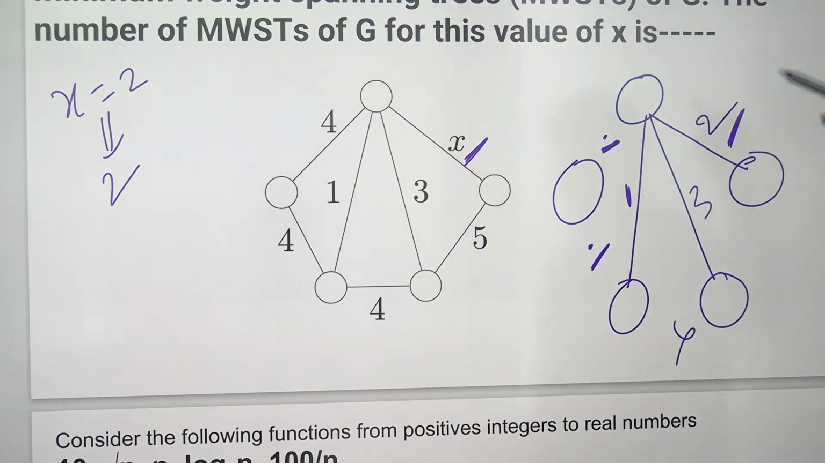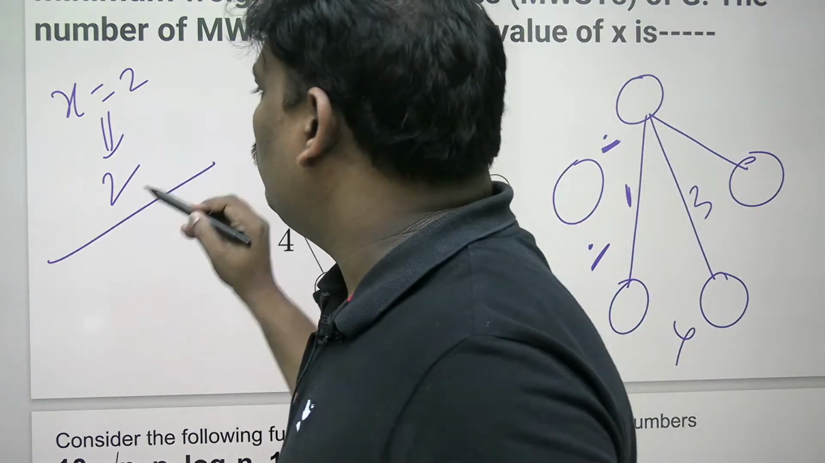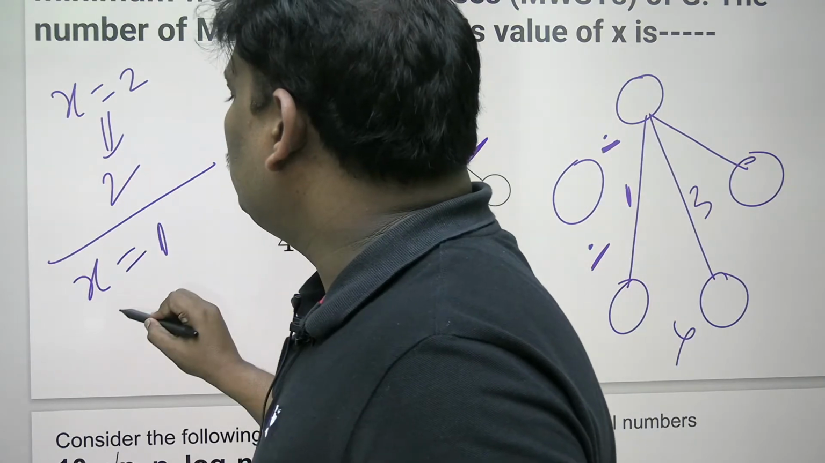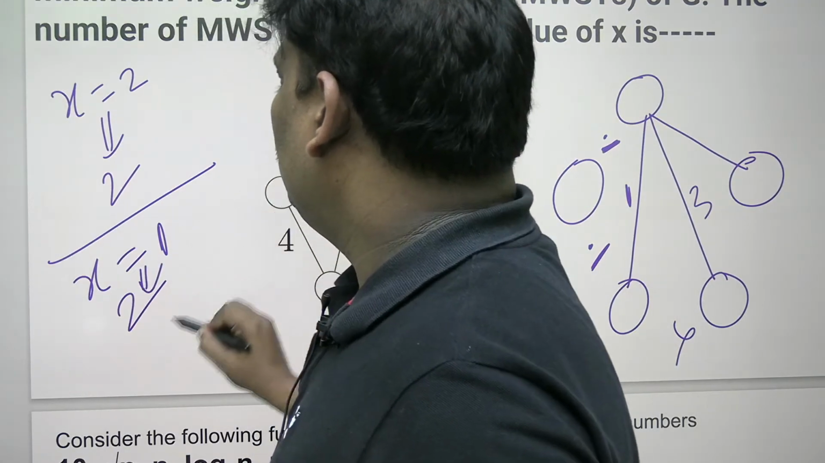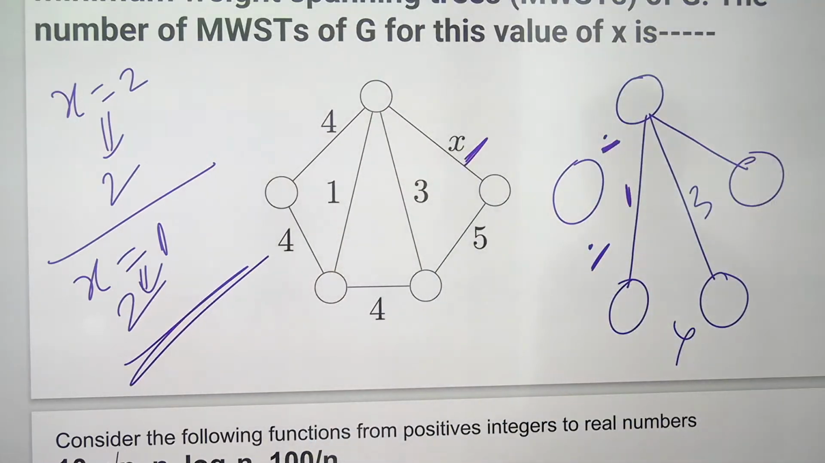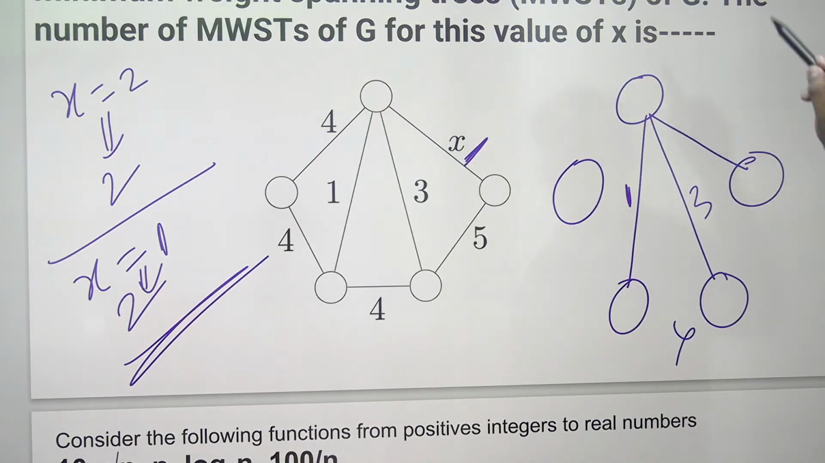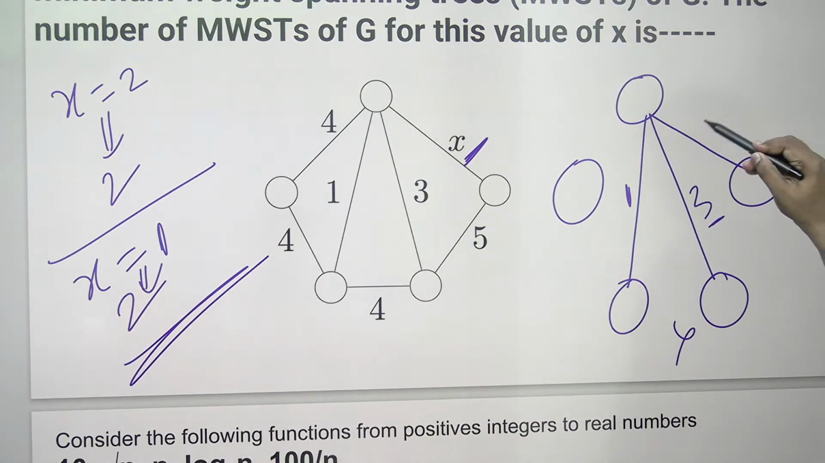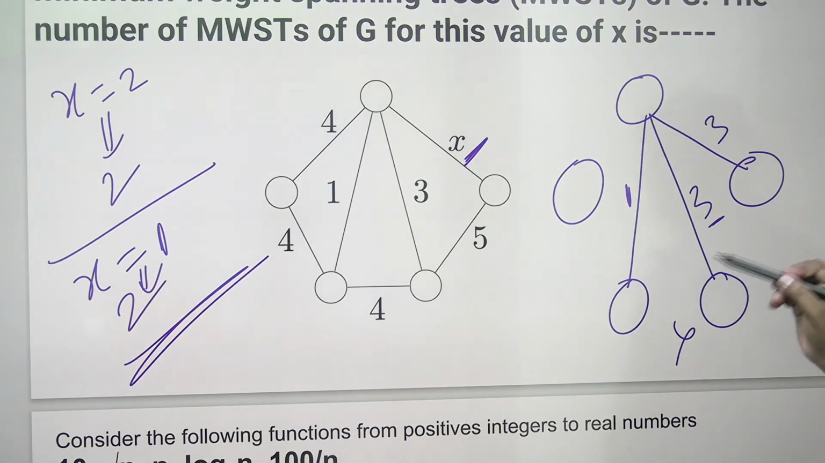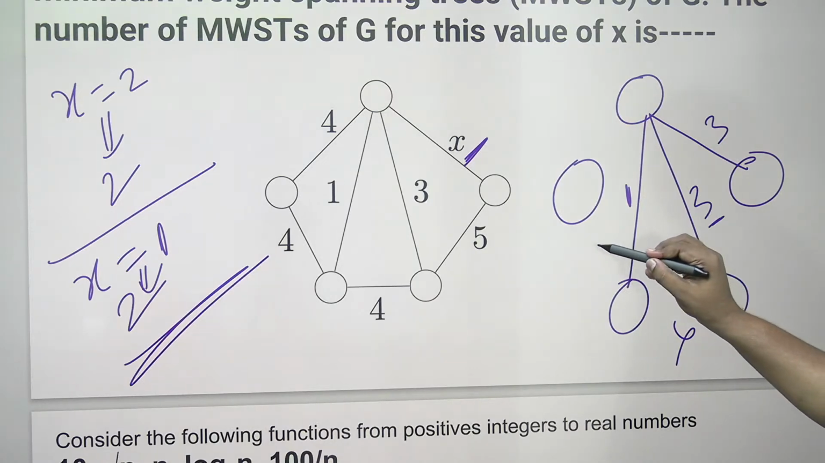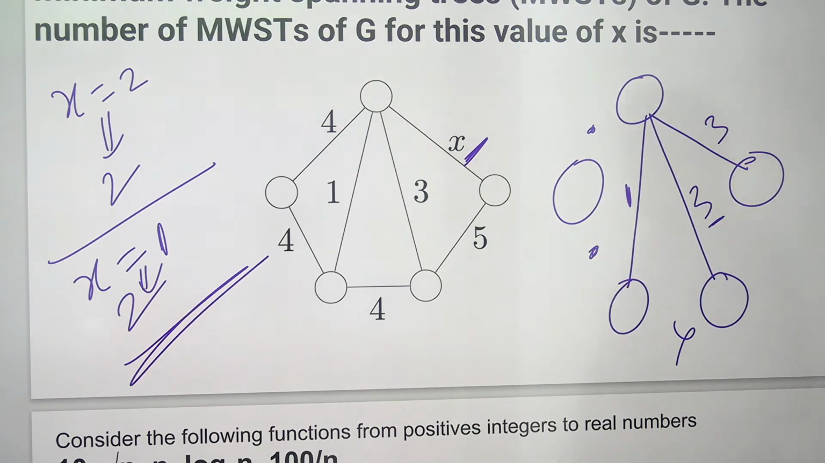Now some people are asking about x value 1. Then also 2 MSTs, because either you can change this or you can change this. Now let's go to x value 3. First minimum, second minimum, third minimum, and for the 4, either you take this or you take this. I think 3 is also the same.